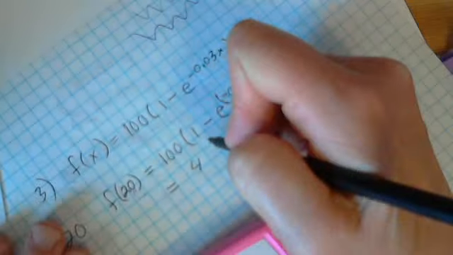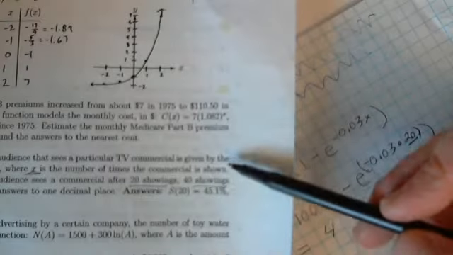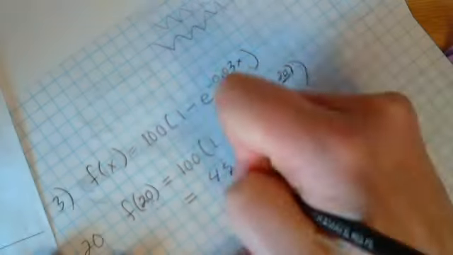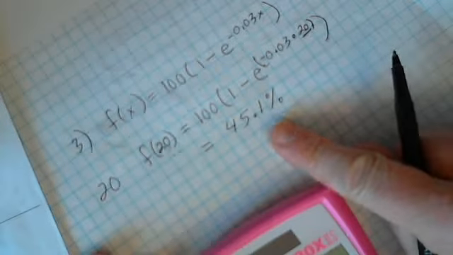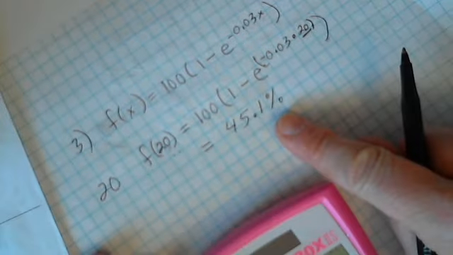And let's see, is this in millions? Percentage of an audience given by, where x is the number of commercials. It doesn't say that it's millions. Oh, this is the percent, as I can see from my answers. So it's about 45.1%. 45.1% of the audience will have seen a commercial by the time it's shown 20 times.